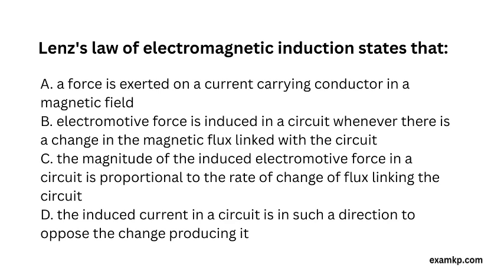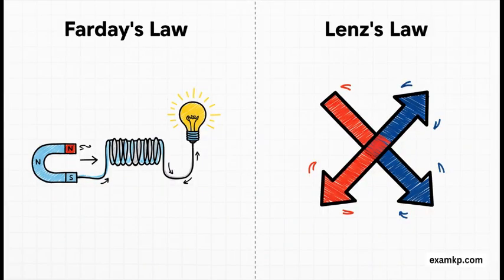Now, here's a super common trap. People mix up Faraday's laws, which tell you that you get a current and how big it is, with Lenz's law, which only tells you which direction it flows. Lenz's law is all about that opposition.